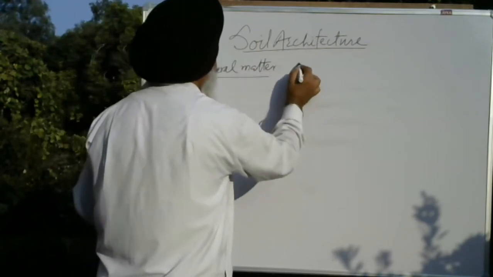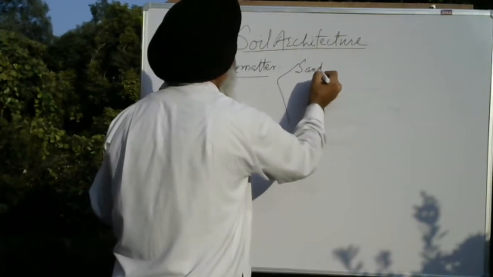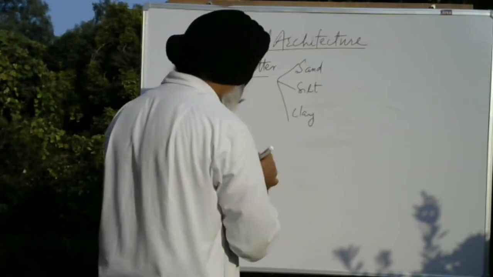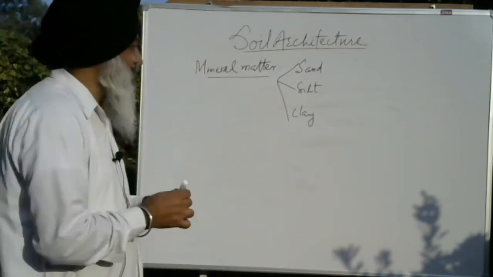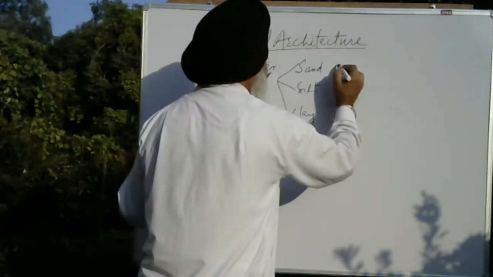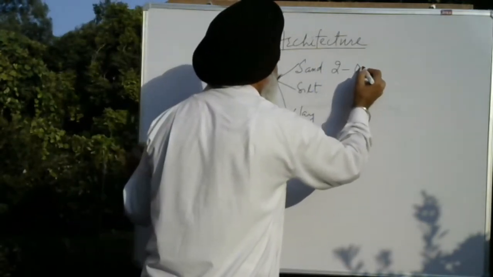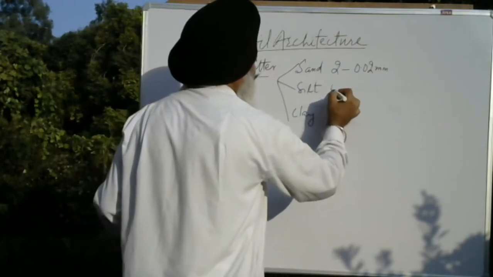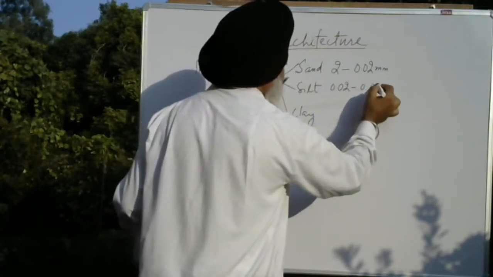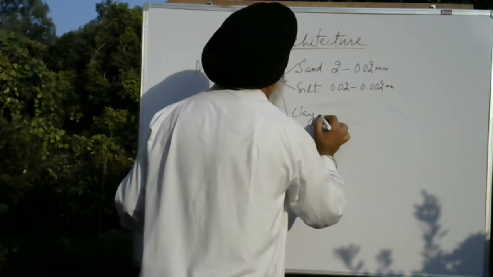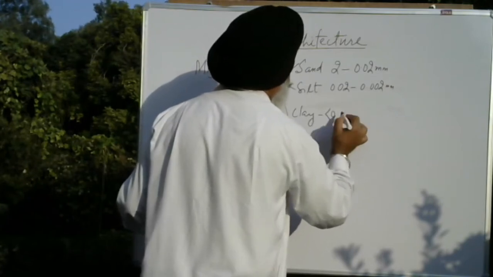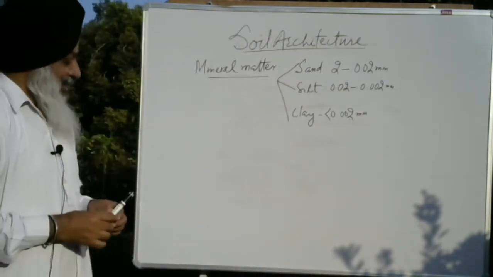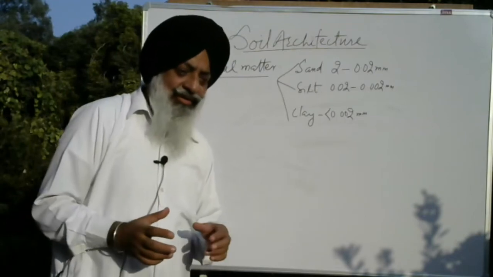So we have three types of soil particles: sand, silt and clay, and we can differentiate these soil particles based on their size. Sand particles range between the size 2 to 0.02 millimeter, and then silt is 0.02 to 0.002 millimeters, and then clay is less than 0.002 millimeter. Those are called clay particles. This is one way you can differentiate the particles on the basis of their size.